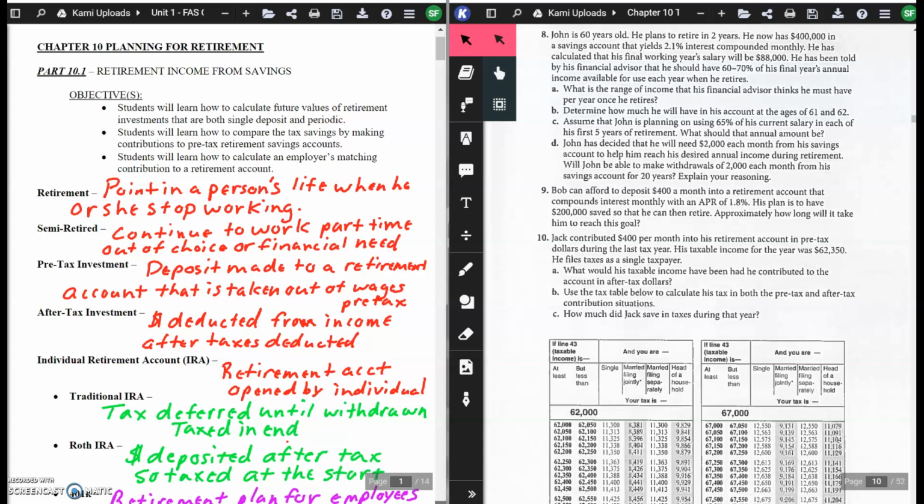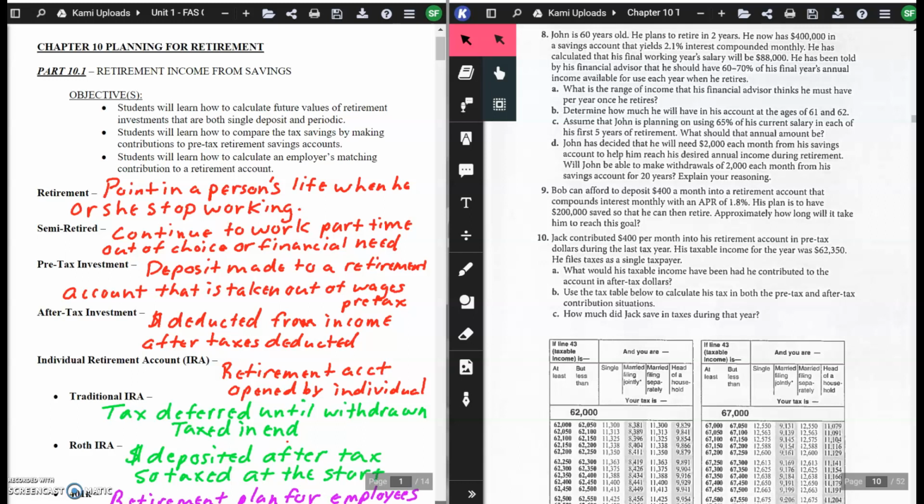Alright, so we're going to be starting the next chapter, chapter 10, which is planning for retirement. We have a lot of definitions in this chapter and a lot of examples that are a little difficult, so you may need to pause the video at any point in time to copy some things down. But retirement, that's a point when a person stops working.